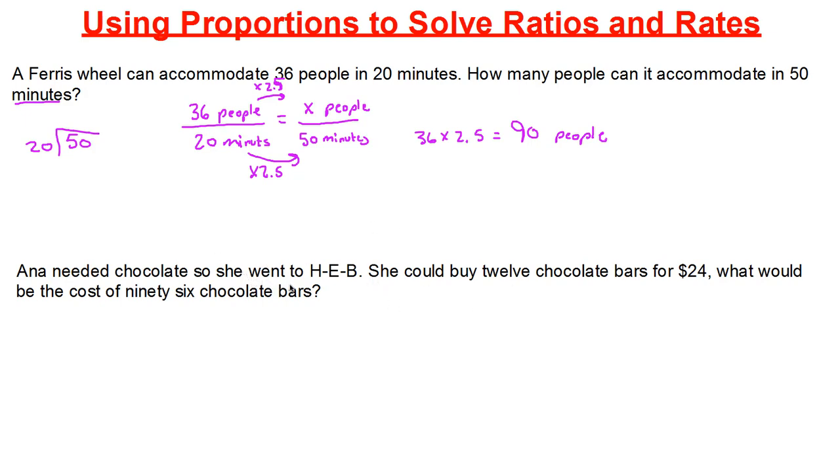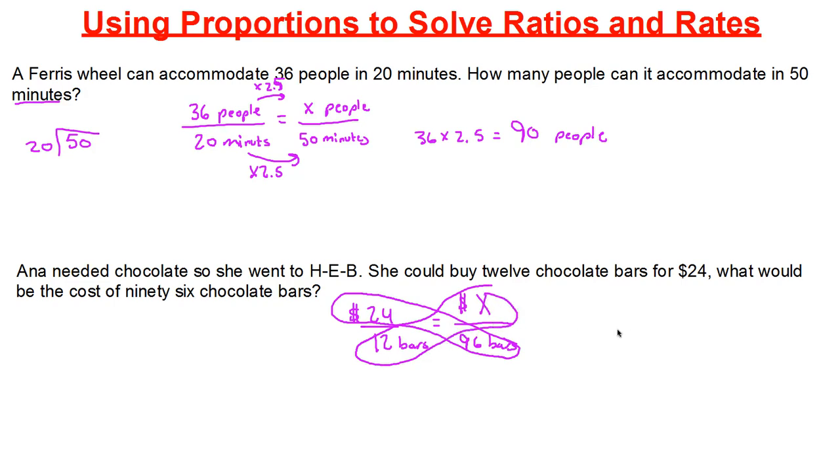Anna needed chocolate, so she went to H-E-B. She could buy 12 chocolate bars for $24. So I'm going to put the $24 at the top, and I'm going to put the 12 chocolate bars down here. What would the cost of 96 chocolate bars be? So 96 bars, and then we have X dollars. Okay, so for this one, I'm going to go ahead and try to use cross product. So to do cross product, we have 12 times X, which is equal to 12X, and then we have 96 multiplied by 24.